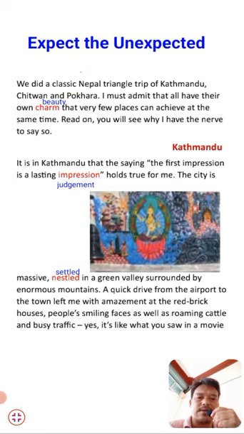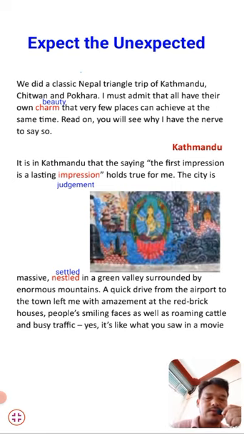And we have the paragraph here. We started and we did a classic Nepal triangular trip of Kathmandu, Chitwan and Pokhara. Students, here in this text, the writer himself is a visitor, and he says that they had a classic Nepal triangle visit where they visited Kathmandu, Chitwan, and Pokhara. So here, students, they had a triangular shape visit. First, they visited Kathmandu, then Chitwan, then Pokhara, then back to Kathmandu. It's a classical triangular visit they had.